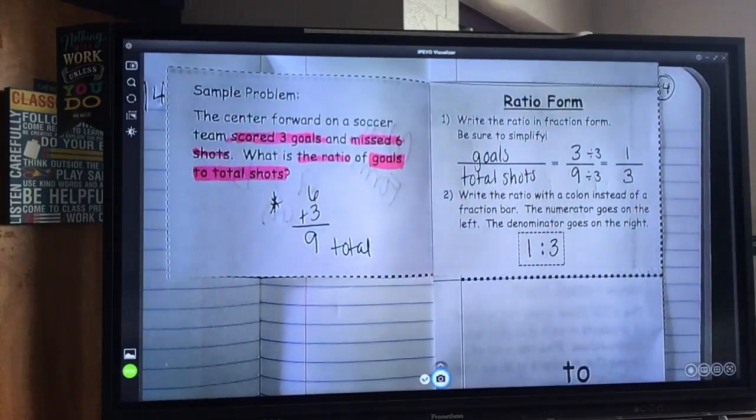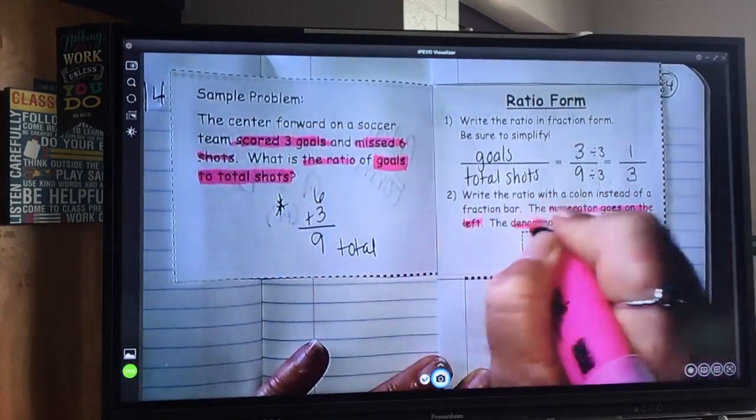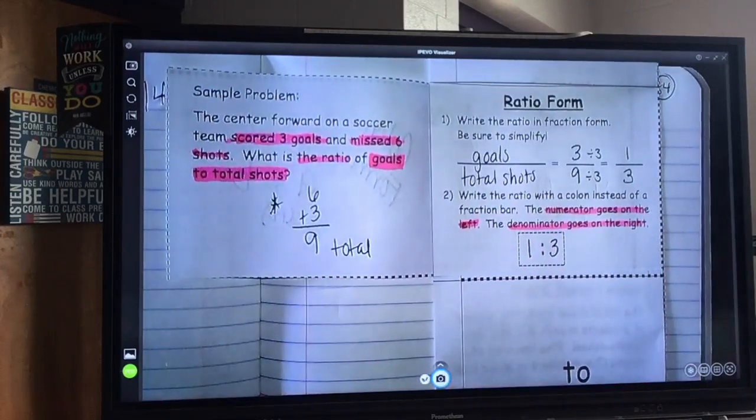In step number 2, it says write the ratio with a colon instead of a fraction bar. The numerator goes to the left and the denominator goes to the right. So please make sure you always remember that. The number on top goes to the left, the number on bottom goes to the right. Questions about this one?